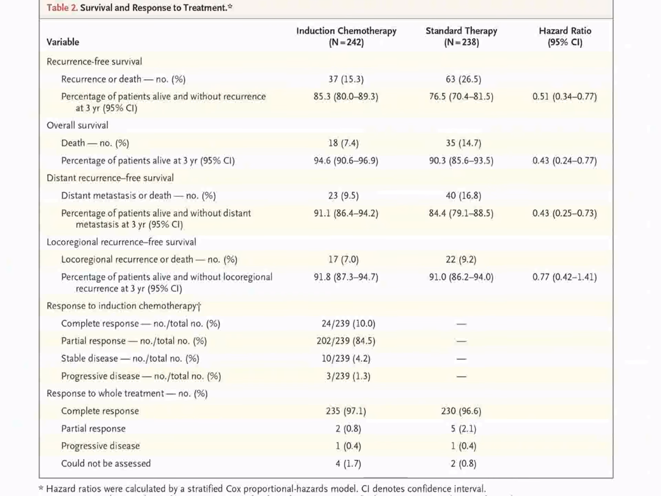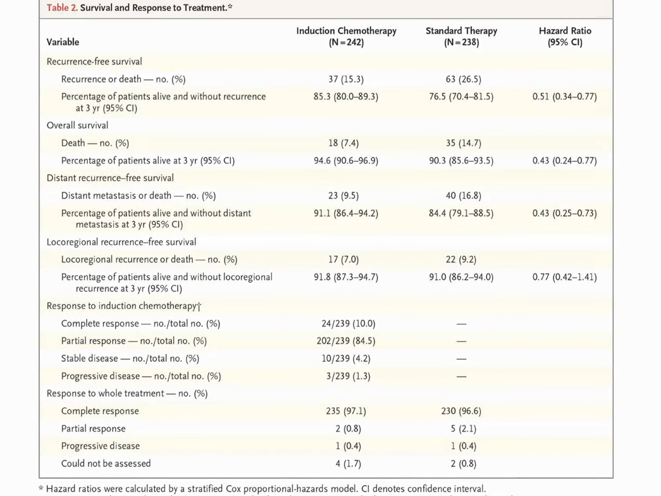And what we see is that in terms of hazard ratios, indeed the primary endpoint of recurrence-free survival seems to have been significantly reduced in the induction chemotherapy group compared to the standard care group, although I think that the magnitude of reduction here is not that impressive in my view.